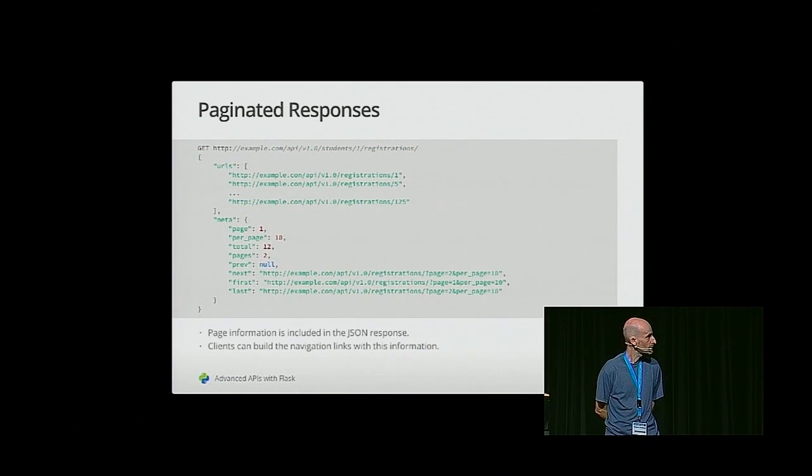And this is the way the response looks. So this is what the client will receive. At the very top, you can see the URLs list of registration URLs. And then the decorator inserts a second key in this response. It's called meta. And in it, there's a list of things that are useful for clients that want to build pagination buttons or links. So I give it the page number, items per page, total number of items, total number of pages. I don't have a previous link because this is page 1, so it knows that there's no previous. There's a next, a first, and a last.